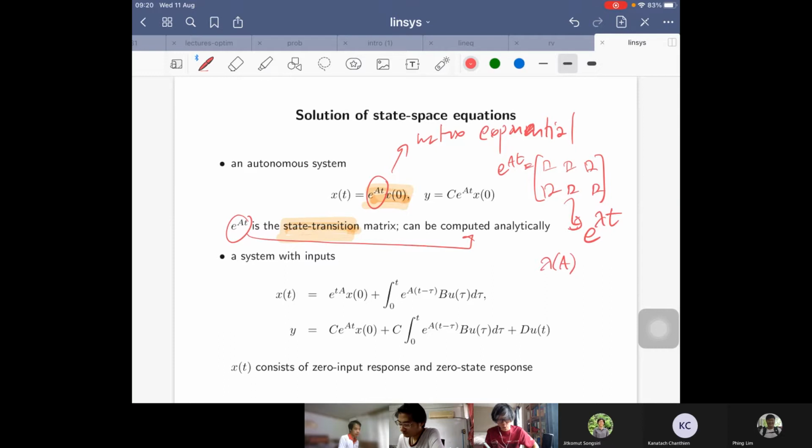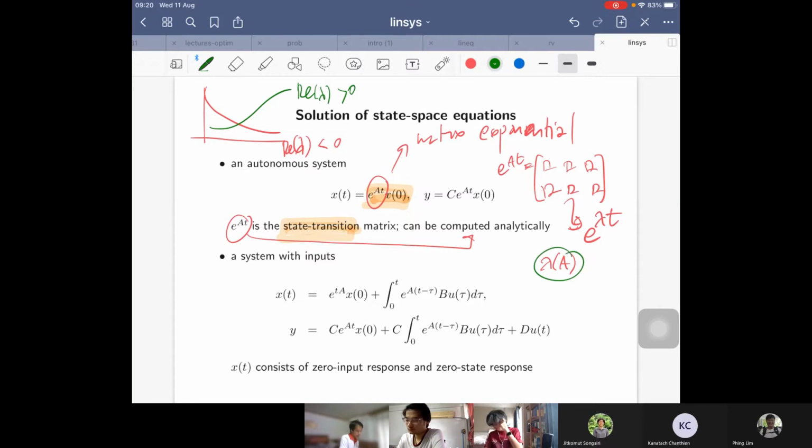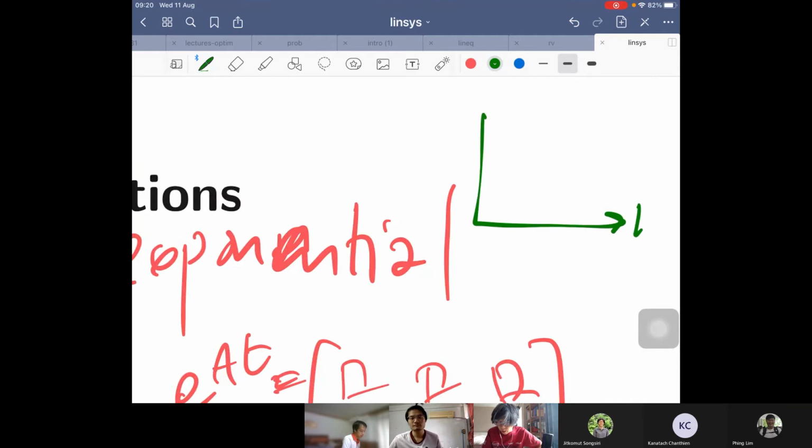We all know that e to the lambda t is decaying if the real part of lambda is negative, right? E to the lambda t goes increasing if, of course, the real part of lambda is positive. And that's why we say that the eigenvalues of A indicate the stability of the system. If you're not in control before, you should know that when we say stability of the system, what does it mean? Napat, can you answer that?